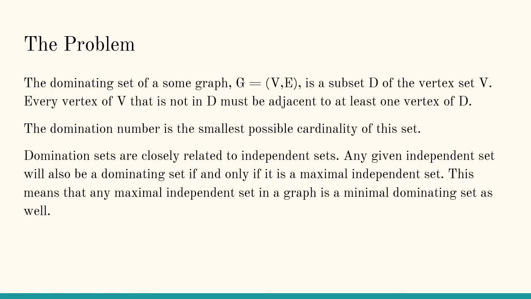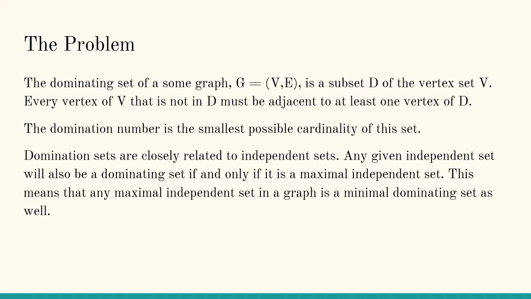The dominating set of some graph, G, composed of the set of vertices and the set of edges, is a subset D of the vertex set V. Every vertex of V that is not in D must be adjacent to at least one vertex of D. The domination number is the smallest possible cardinality, or number of elements, of this set.